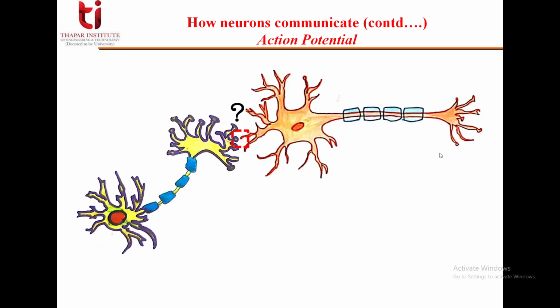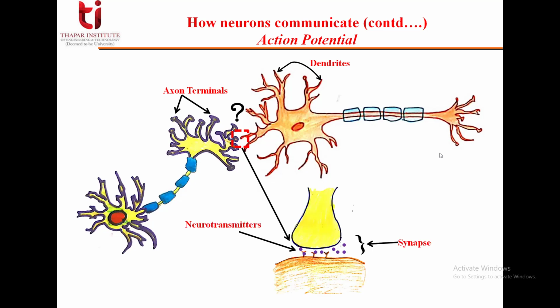Now let's discuss another point, that is action potential. As you can see, the dendrites are receiving information, or we can say receiving signals, from the other neurons through axon terminals, which release neurotransmitters. You can see that is a synapse. We have discussed that a synapse is a junction between two neurons, where the electrical or chemical information gets interchanged. So in this, we have neurotransmitters.